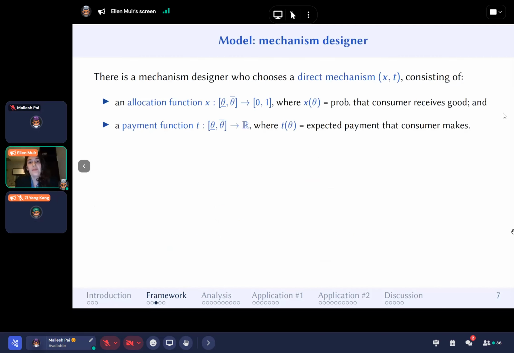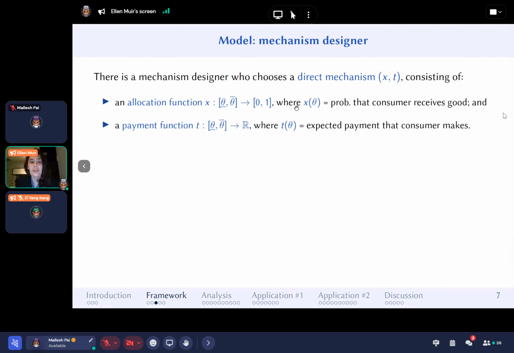Okay, so now from the mechanism designer's perspective. We're thinking of a mechanism designer who is going to choose a direct mechanism. Again, we're going to use standard mechanism design notation here. We're going to let x and t denote our direct mechanism. This consists of an allocation function, which is going to map our types to an allocation in the designed market, where x of theta denotes the probability that a consumer of type theta receives the good.